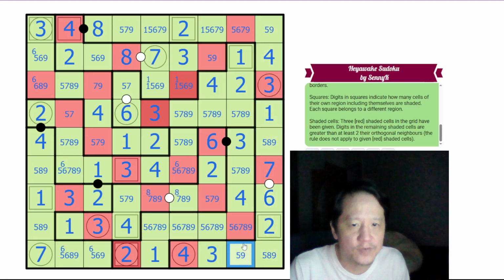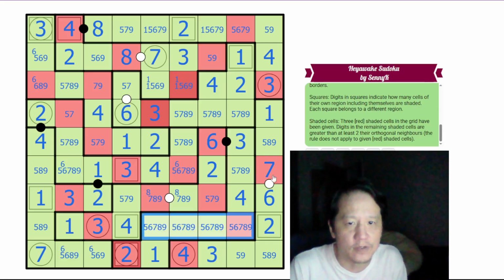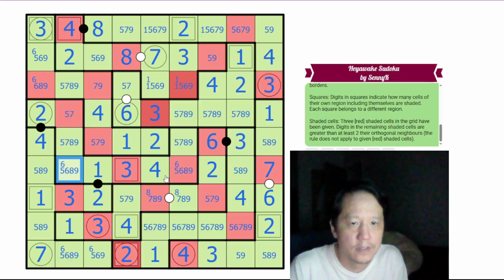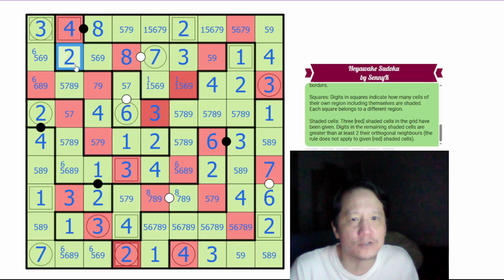5, 9 matches 5, 9. 7 has to be one of these, which means this cannot be, well, okay, that can't be 7. Where... Okay, this is greater than 3 and 2. 8's going to be greater than 7 and that cell at least. This could be greater than 1.